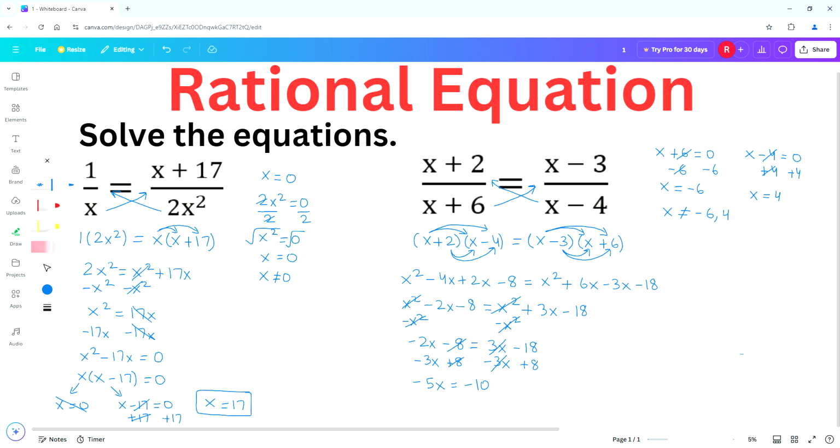Now we can isolate x by dividing both sides by negative 5. I get x equals 2. This solution 2 is not among the restrictions, so this is a valid solution for this equation. So these are the steps you have to keep in mind to solve a problem like this one.